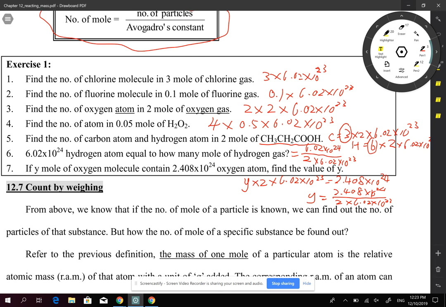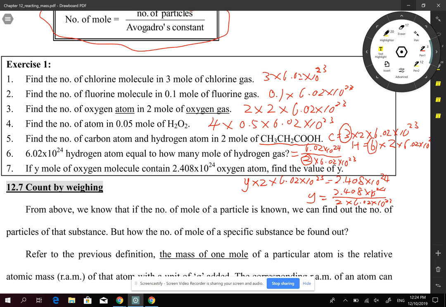Okay? And for question number 6, how many moles of hydrogen gas? But because you are provided with the number of atoms only, every 2 atoms form 1 molecule. So you should divide by 2 first. And also divide by Avogadro constant. You can find out the number of mole.